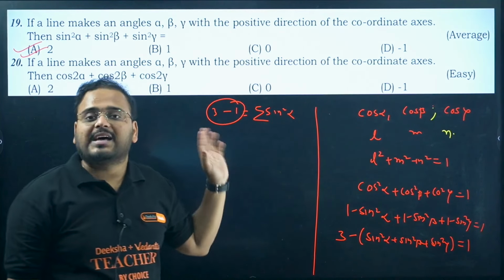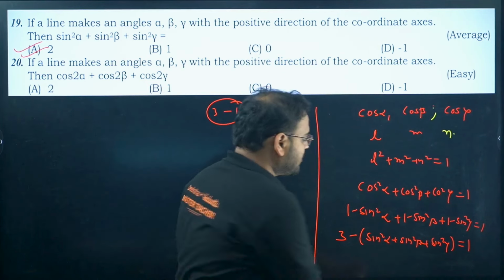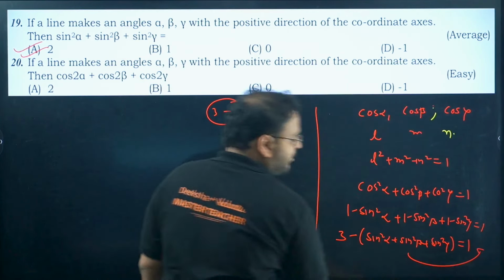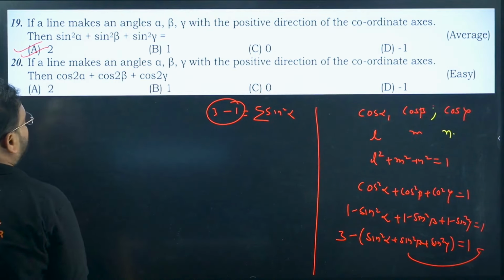Summation of sine square alpha means sine square alpha plus sine square beta plus sine square gamma in this case. Okay, same thing. This goes on this side, it will become positive, and this one comes over here, becomes negative. Clear? Next one. Cos 2 alpha, cos 2 beta, cos 2 gamma, we have to find out.